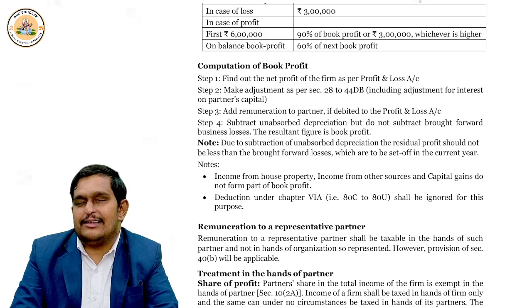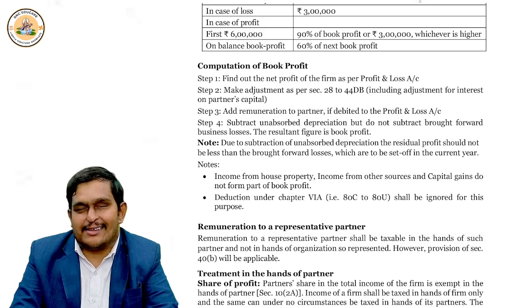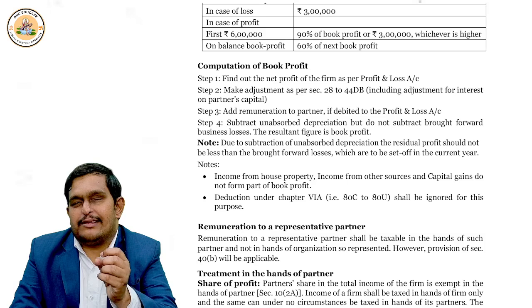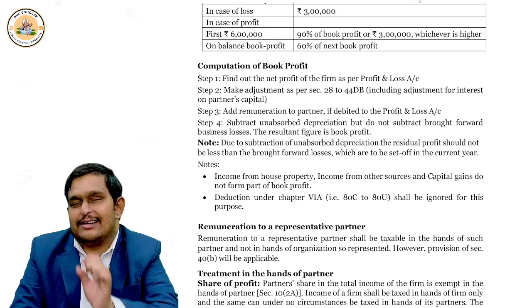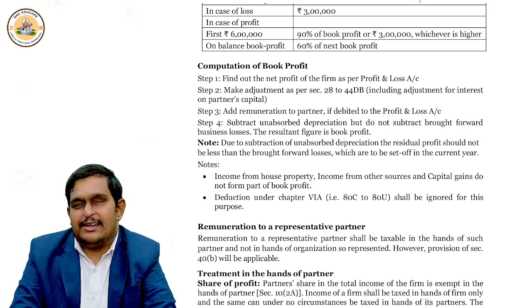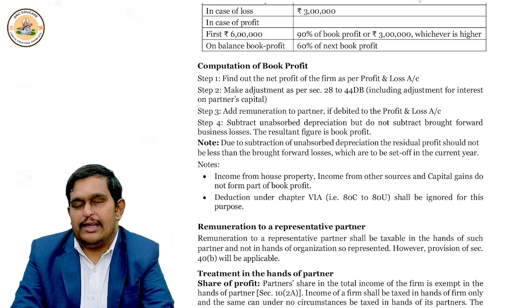But while deducting the unabsorbed depreciation also, please remember that after deducting unabsorbed depreciation, how much is the book profit? Check. Is it below brought forward business loss? Check. If yes, then unabsorbed depreciation is not deductible. That means you can deduct unabsorbed depreciation only to that extent where book profit is not less than brought forward loss. Right? Book profit can be equal to brought forward loss. Book profit can be more than brought forward loss. But book profit should not go below the brought forward loss. That's the condition. Okay?